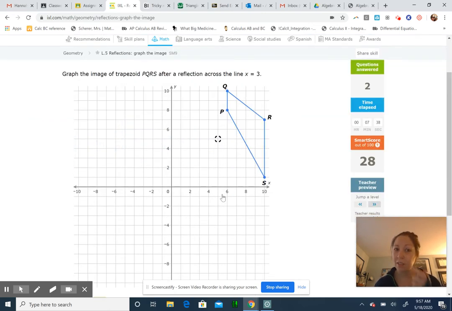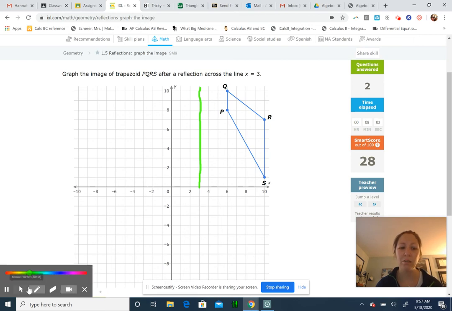Okay, so here's where it's getting a little tricky. It says graph the image of the trapezoid PQRS after reflection over the line x equals 3. Remember that when we have x equals 3, we find x equals 3 on my x-axis, and we want all the points where x equals 3. So that's actually this vertical line here. Instead of reflecting it over the y-axis, now we're reflecting it over here. So when we go to count, we're going to count from this green line.